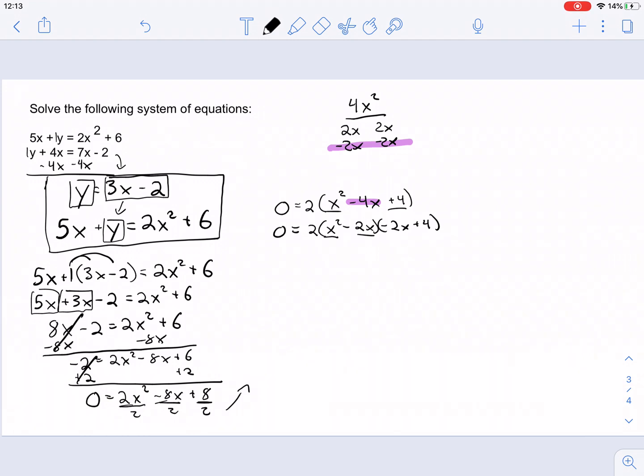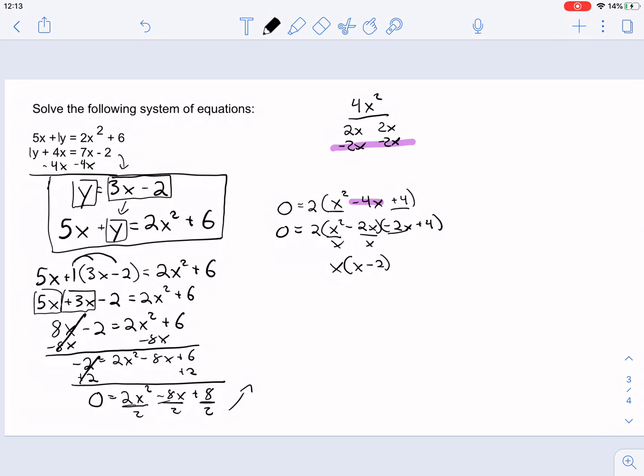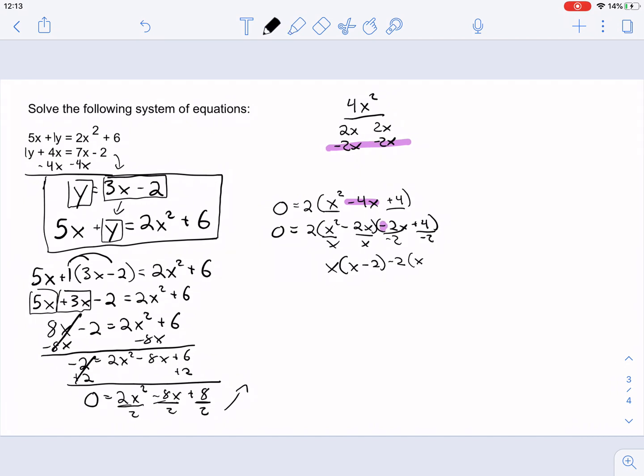The GCF of my first two terms is x. So when I divide by x, I'm left with x minus 2. The GCF of my second parentheses is negative 2. Remember, since this first term is negative, my GCF would also be negative. When I divide by that, I'm left with x minus 2. Since my parentheses match, I can rewrite them as x minus 2, x minus 2. I cannot forget about my GCF in the beginning, so I'm going to bring down this 2.